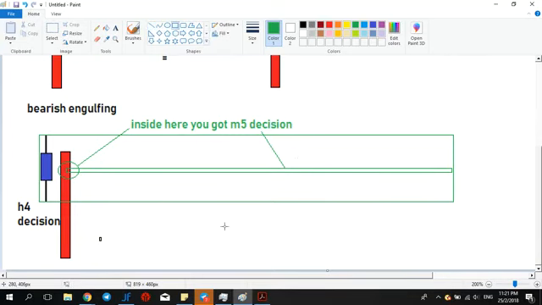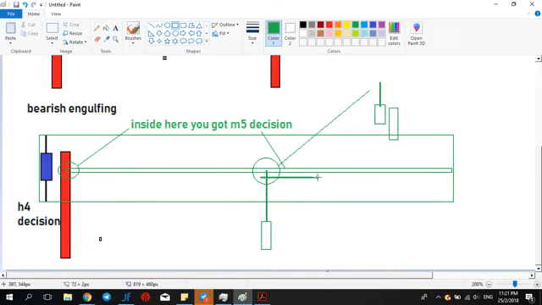And then price comes to this zone, something like this. And then inside here, you got something like this. It rejects, and then it closes. It opens a new candle. So you can go instant here.